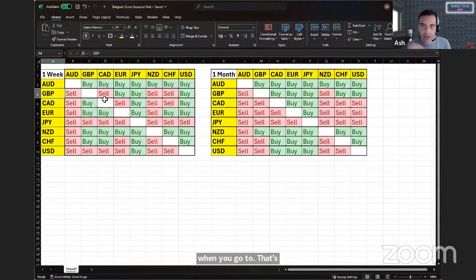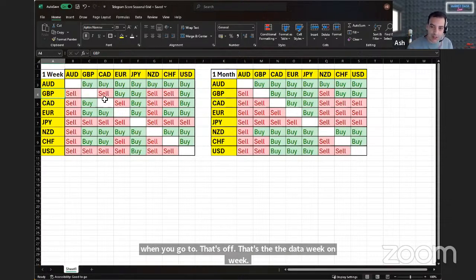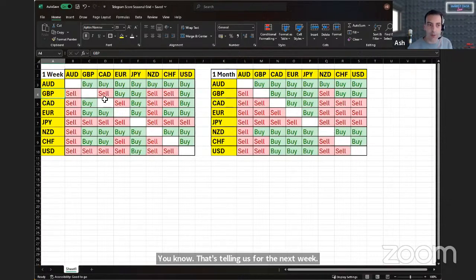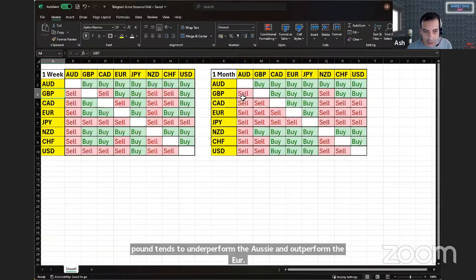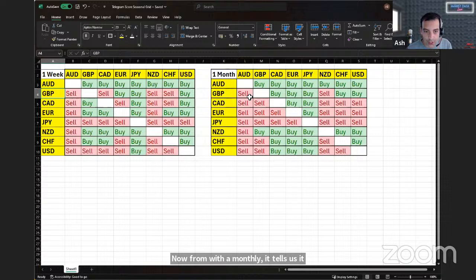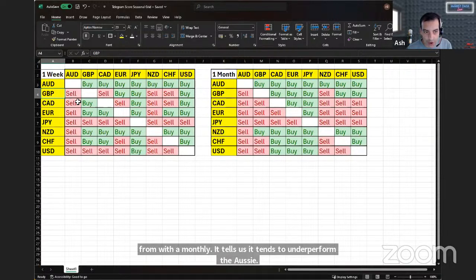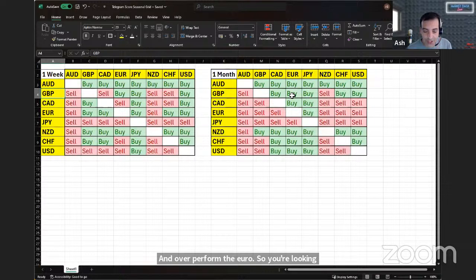That's telling us for the next week, over 20 years of historical data, the pound tends to underperform the Aussie and outperform the euro. With the monthly, it tells us it tends to underperform the Aussie and overperform the euro. So you're looking at a short-term trend and a long-term trend, which suggests historically the pound is in a pretty good place.